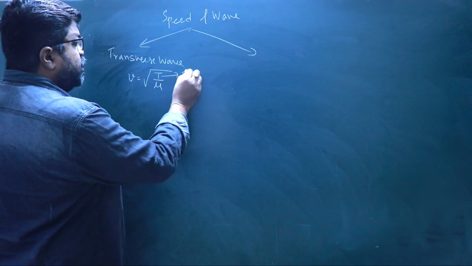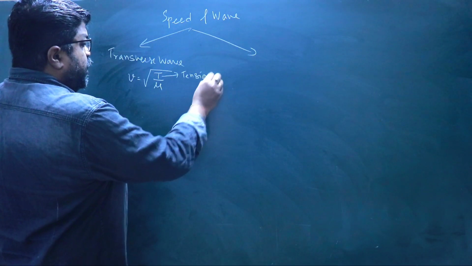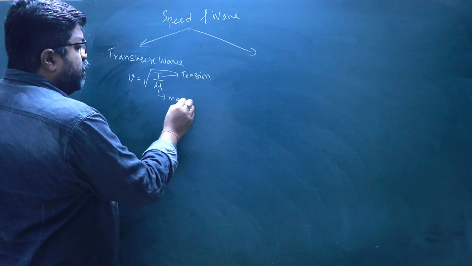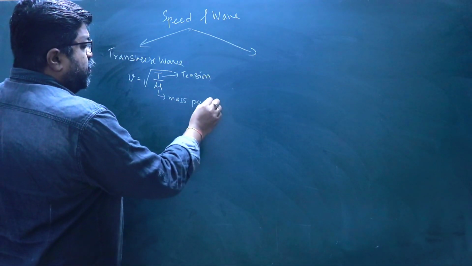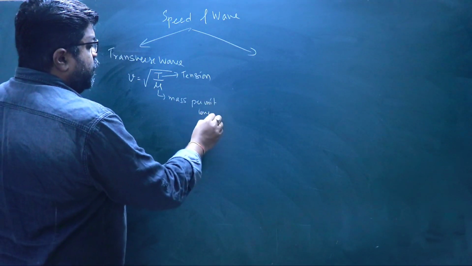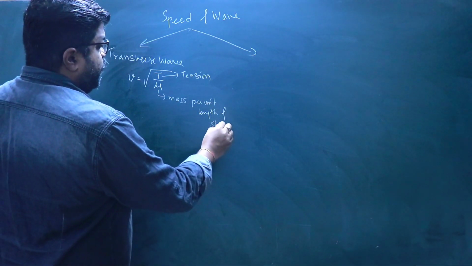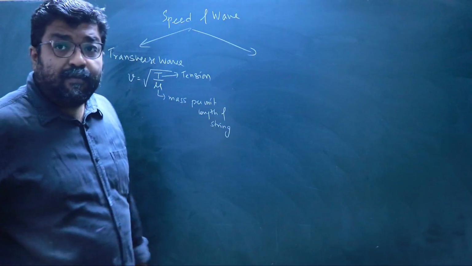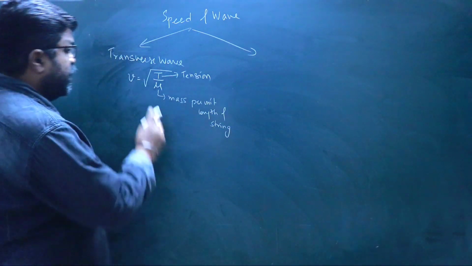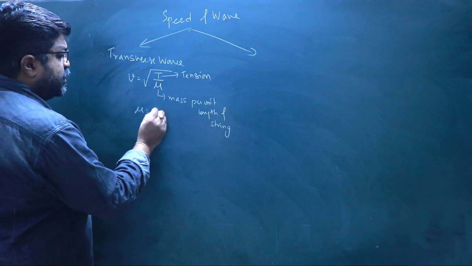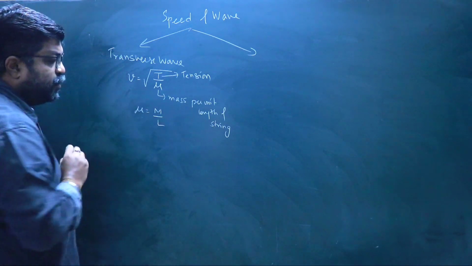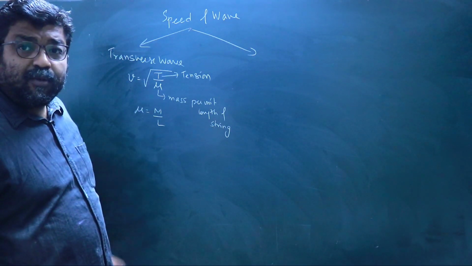This T is the tension, and this mu is mass per unit length of the string. Mu is mass per unit length of the string. Now this mu can be written as m by L, where m is the mass of the string and L is the total length of the string.